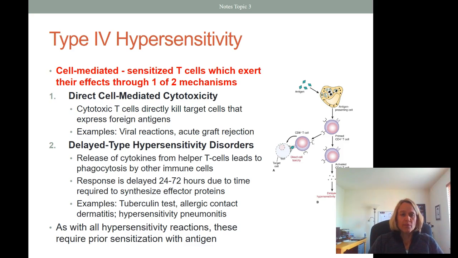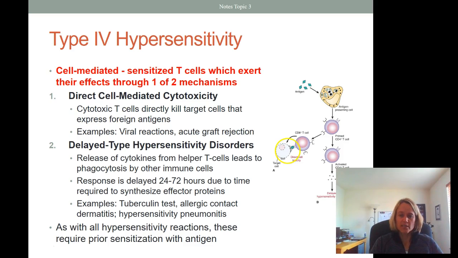A type 4 hypersensitivity. This is the only one that is cell-mediated rather than antibody-mediated, and this is through sensitized T cells. And T cells can exert their effects through one of two mechanisms. The first mechanism is directly. So here we have our helper T cell that gets activated, that then activates our cytotoxic T cell that directly attacks the target cell. This can occur maybe in a viral reaction or with acute graft rejection.